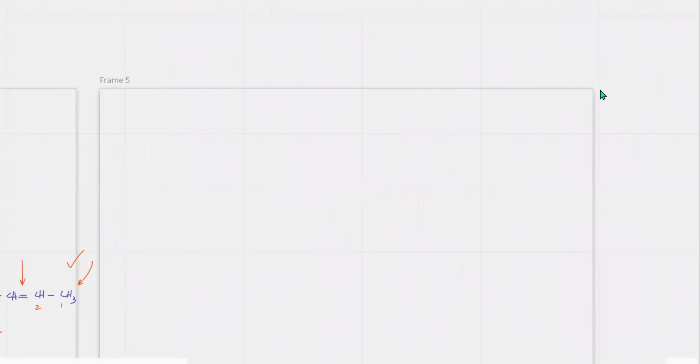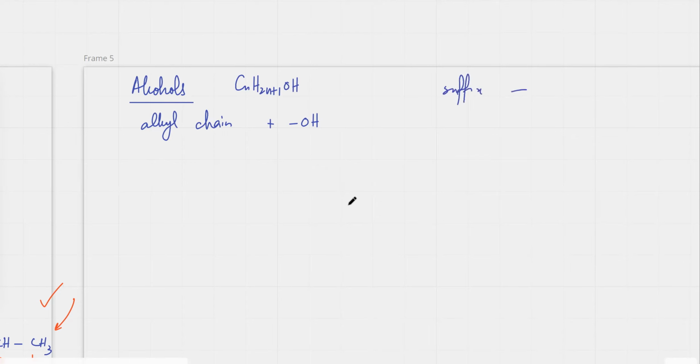Let's talk about alcohols now. Alcohols have this functional group. They're going to have a carbon chain, an alkyl chain, that's your carbon chain. Plus, there's going to be an OH group that would be attached. And remember, it's the O that's always going to be attached to it. The general formula is CnH2n+1 OH. And the suffix in this case is ol. The name ends with ol.